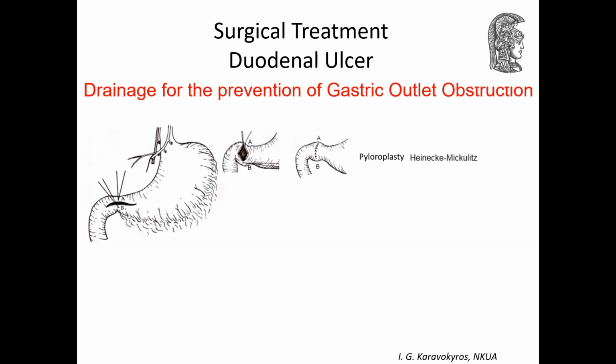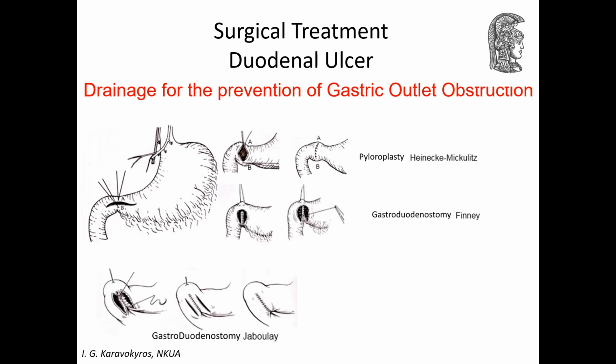Drainage procedures include Heineke-Mikulicz pyloroplasty, where the pylorus is opened longitudinally and sutured transversely, enlarging the lumen. Finney plasty is created by extending the pyloric incision of Mikulicz plasty towards the duodenum. A similar procedure is the gastroduodenal anastomosis as described by Jaboulay. The many types of drainage procedures indicate that there is no operation suitable for all, but each case should be individualized. Heineke-Mikulicz pyloroplasty is the most common because it is the simplest and most effective.